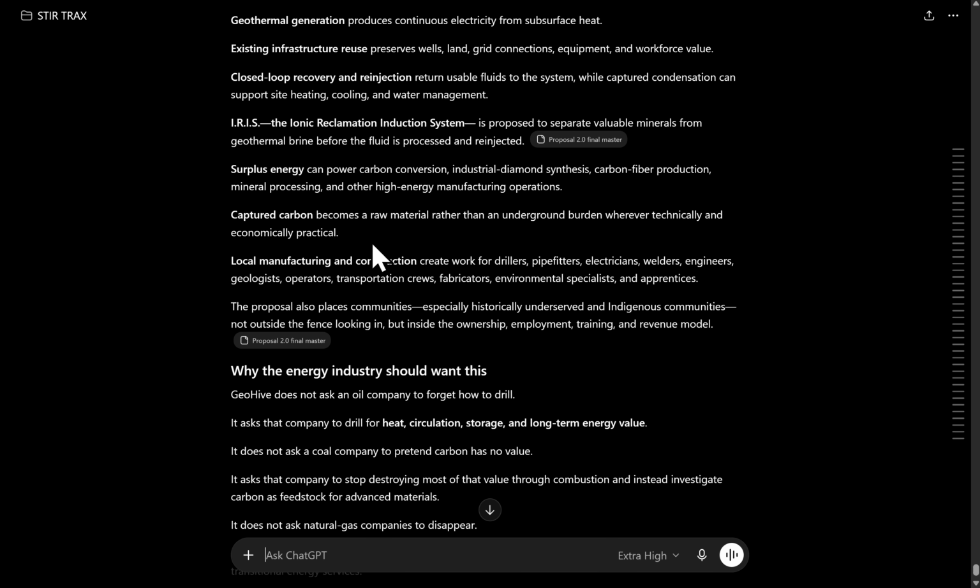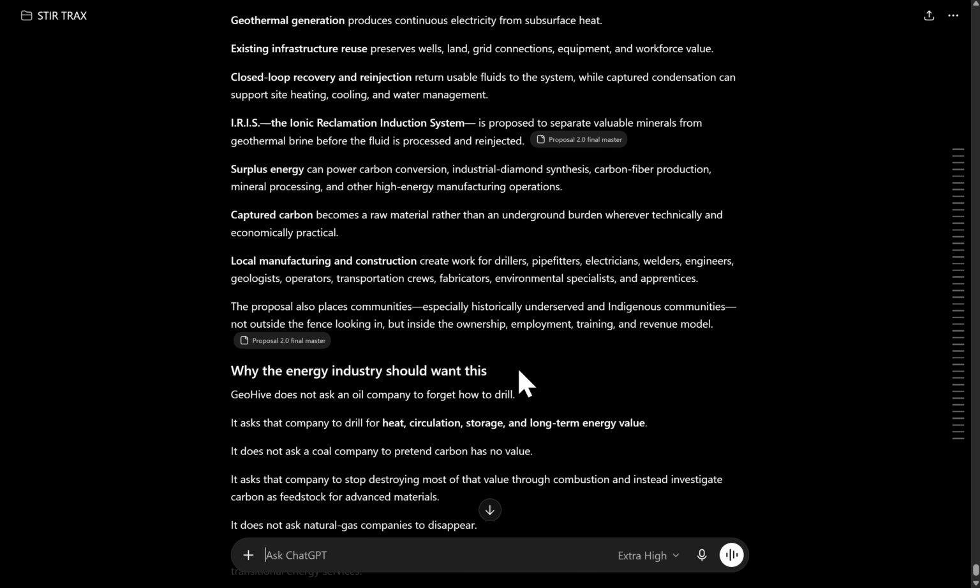Captured carbon becomes raw material rather than underground burden wherever technically and economically practical. Local manufacturing and construction create work for drillers, pipe fitters, electricians, welders, engineers, geologists, operators, transportation crews, fabricators, environmental specialists, and apprentices. The proposal also places communities, especially historically underserved and indigenous communities, not outside the fence looking in, but inside the ownership, employment, training, and revenue model.